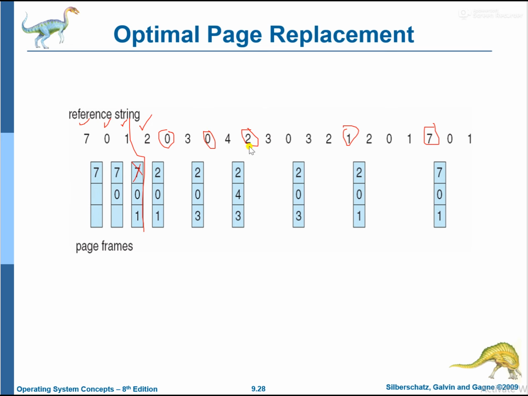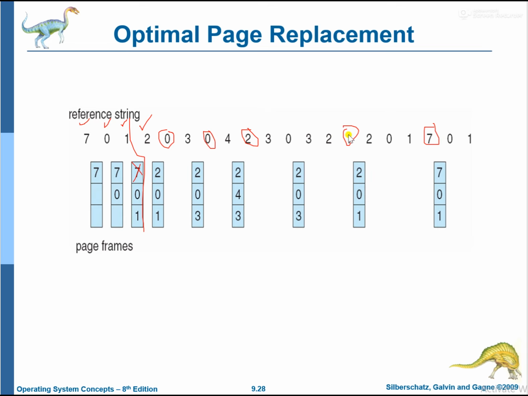So out of 0, 2 and 1, which is the frame which has not been used for the longest period of time? The one that is farthest on this timeline, that is 1. So out of 2, 0, 1, which should be the victim?